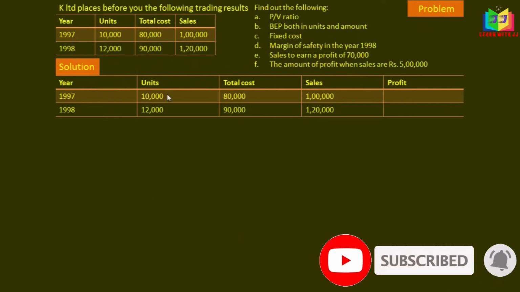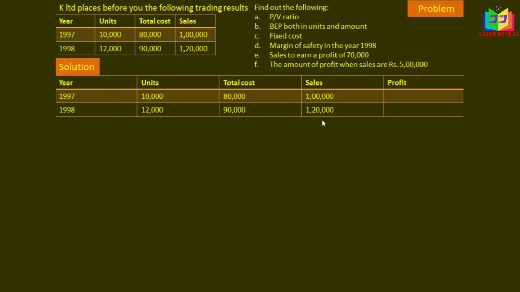First I have written the details given in the problem, that is units, total cost and sales. And now we have to find out the profit. Here total cost and sales were given. Using this we can find out the profit, and this total cost is nothing but your variable cost plus fixed cost. So if we subtract this cost from this sales, we'll get profit. So 1 lakh minus 80,000 will get 20,000 and 1 lakh 20,000 minus 90,000 will get 30,000. This is the profit.